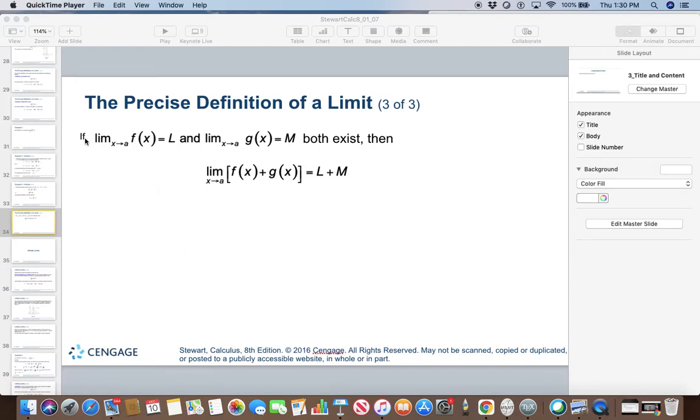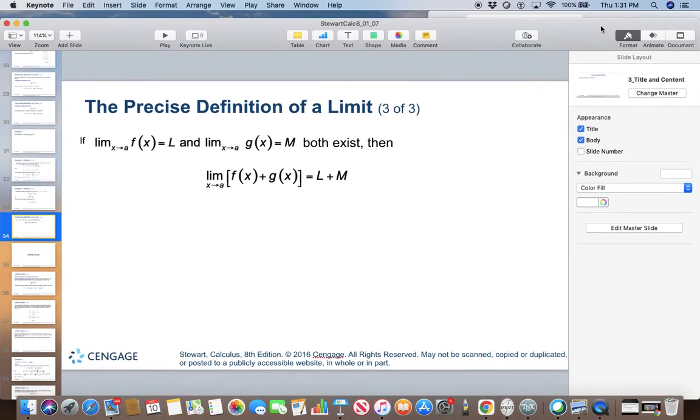So we were trying to prove this particular theorem. If the limit as x approaches a of f(x) is L and the limit as x approaches a of g(x) is M, if both these limits exist, then the limit as x approaches a of f(x) plus g(x), the sum of these two functions, is the sum of the limits.